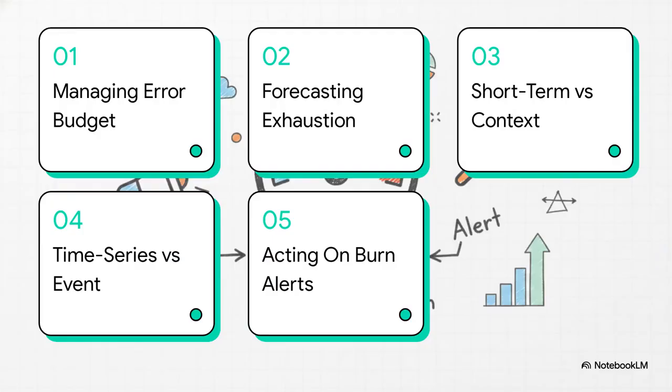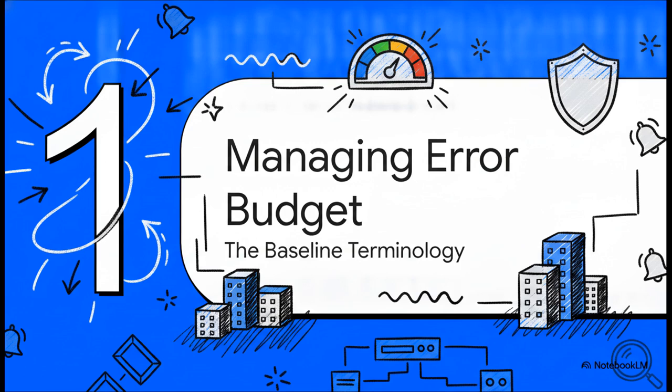We've got a really packed agenda today. First, we'll cover managing your error budget, then forecasting budget exhaustion, followed by short-term versus context-aware alerts, time series versus event data, and finally, acting on those burn alerts. All right, let's jump right into Section 1, Managing Your Error Budget.